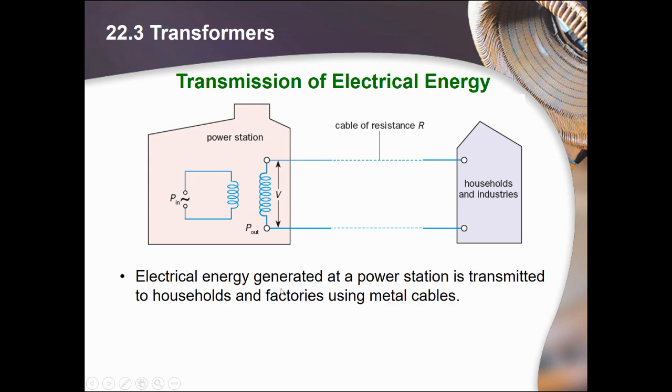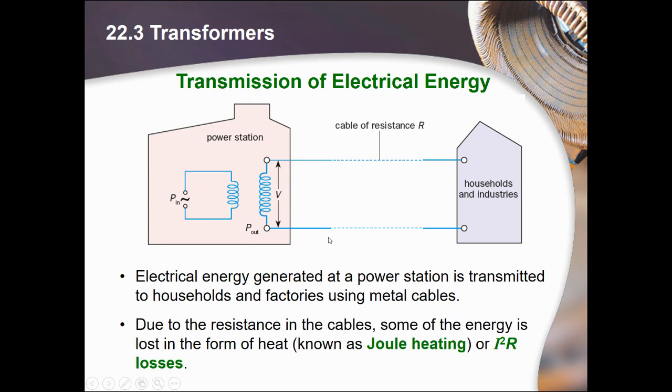Okay, so electrical energy generated at a power station is transmitted to the households and factories using metal cables. So from the power station to the household, you need to transmit through cables. But because there is resistance in the cable, there will be some energy loss when it's being transmitted from the power station to the house. Some of the energy will be lost in the form of heat, known as Joule's heating. And every time we talk about power loss, we use this formula I squared R.